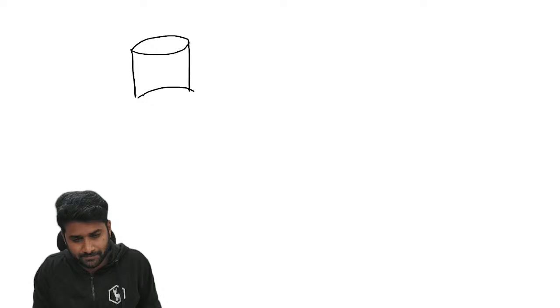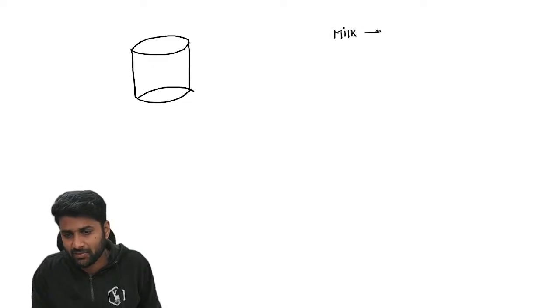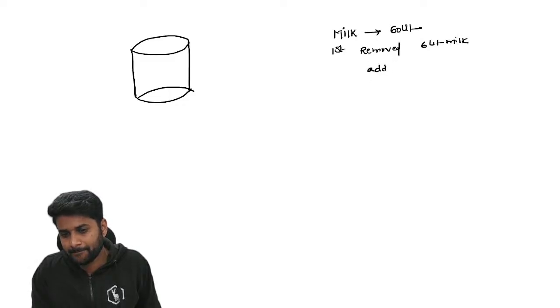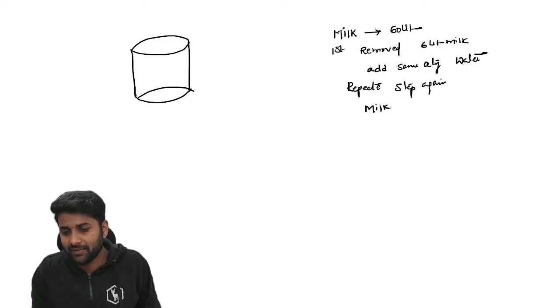In a vessel, let us take that in a vessel, initially we have 60 liters. And the first time we removed 6 liters of milk and added the same quantity of water. Repeat this step again. Then how much milk is left in the container?